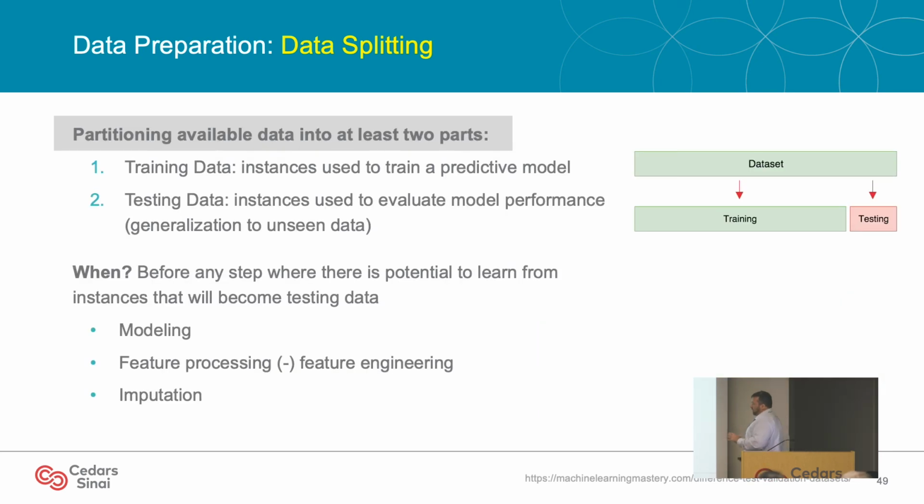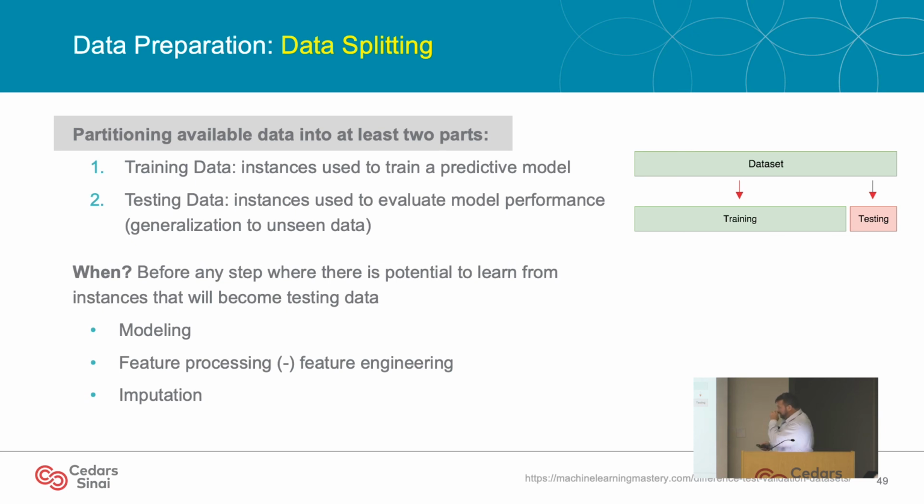So data splitting is all about partitioning available data into at least 2 parts: a training data set and a testing data set. The training data set is what's used to train your predictive model. A testing data set are the instances that you hold out to evaluate the model after the fact. Importantly, to test the generalizability of your model. How does it perform on data it's never seen? This is the only metric you should focus on in between training versus testing. Always focus on testing.